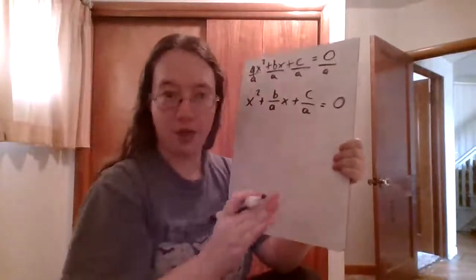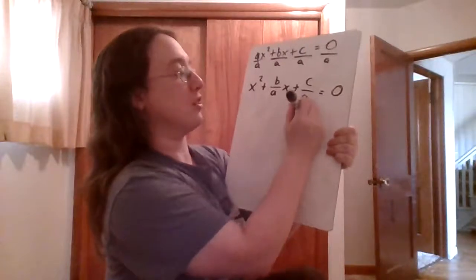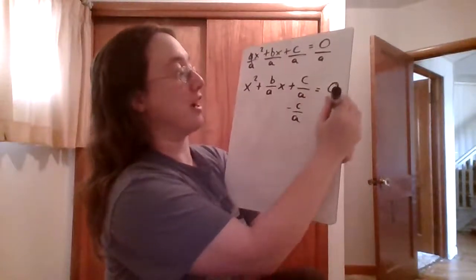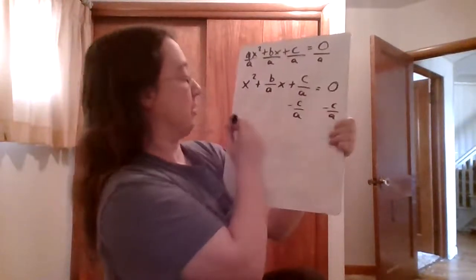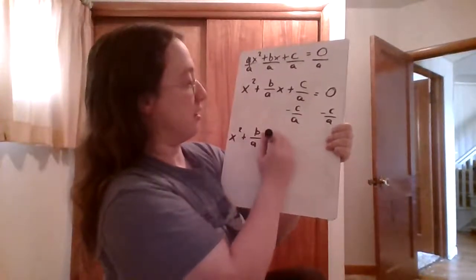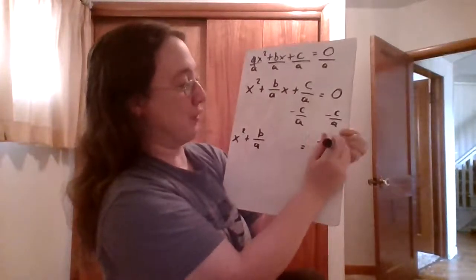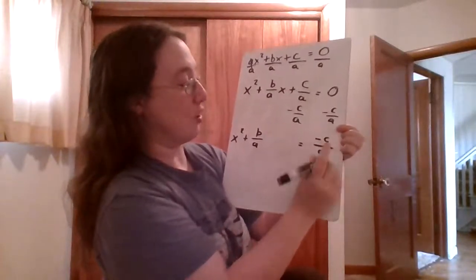Now we're going to scoot that c over a over to the other side. So now I've got an x squared plus b over a x, and I'm going to leave a little bit of a blank there, equals a negative c over a, not z.